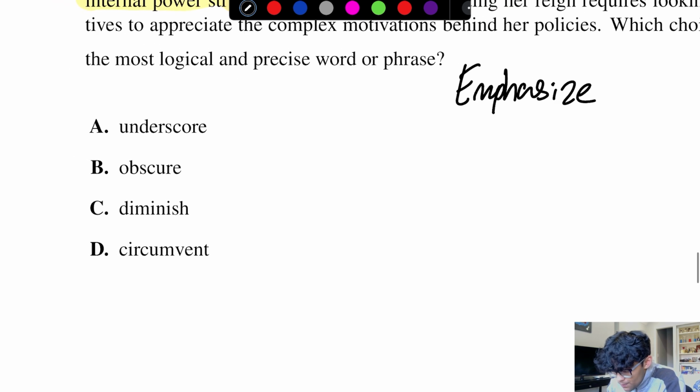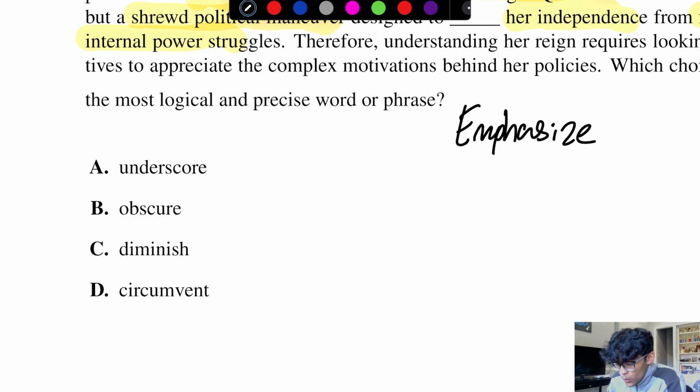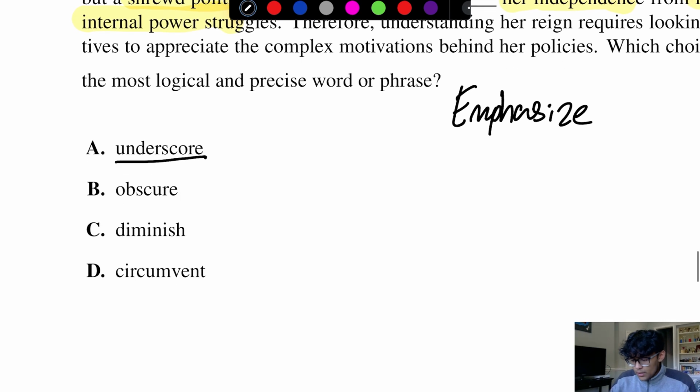So underscore. By the way, we're just going through the answer choices here. Underscore is pretty similar to emphasizing. It's almost like underlining something, underscoring, underlining, same thing, right? When you underline something, you emphasize it. So actually, I would say A makes a lot of sense here, but let's look at the rest of them.